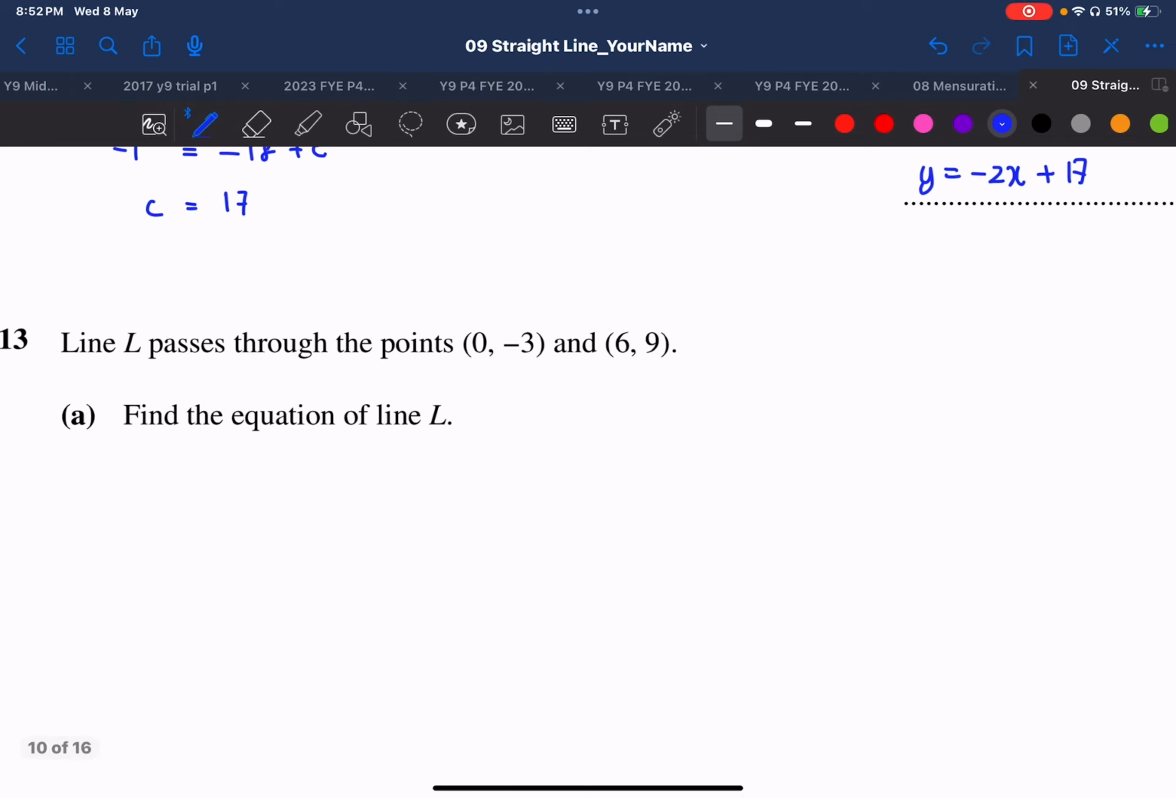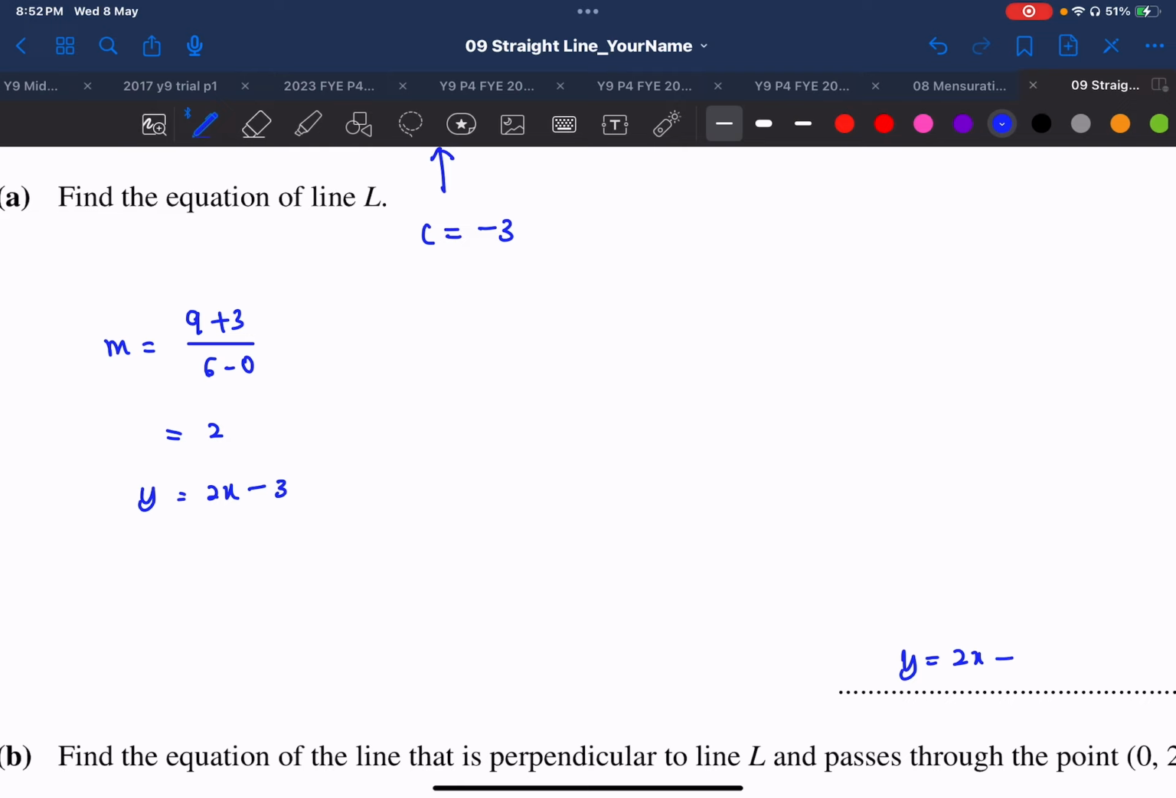Okay, next question. Find the equation of line L. From this, I know my c is definitely -3, as the line passes through the y-axis at the y-intercept, where x is 0. So it passes through the y-axis at -3. I just need to find the gradient. My gradient is 9 minus -3 divided by 6 minus 0. So I will get 2. So y equals 2x minus 3. This is the equation of the line.